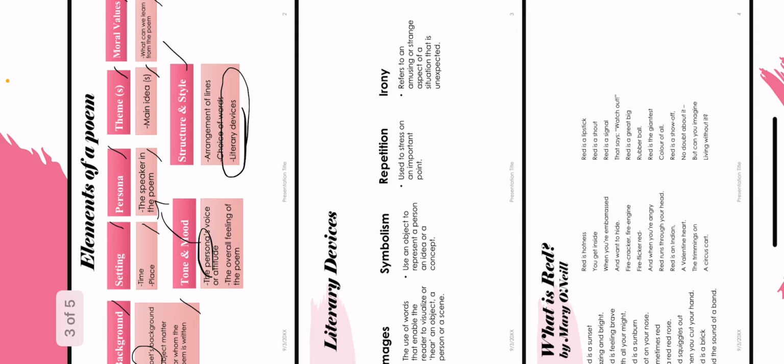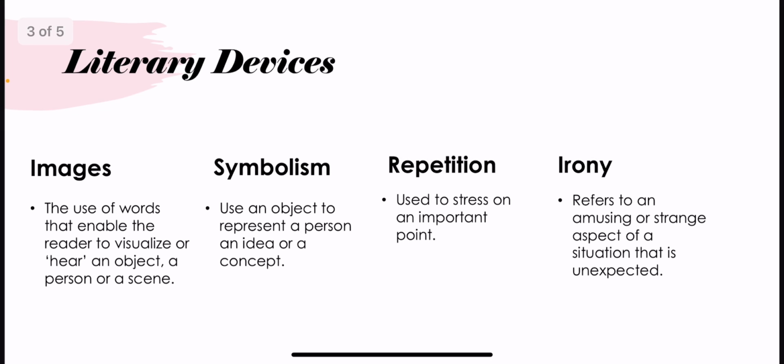And then we have symbolism. Symbolism means to use an object to represent a person, an idea or a concept. So dia pakai objek untuk menggambarkan atau menunjukkan seseorang, untuk mewakili seseorang ataupun satu idea ataupun satu konsep.